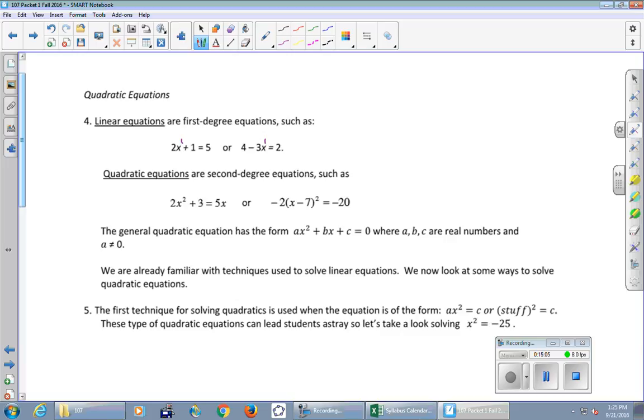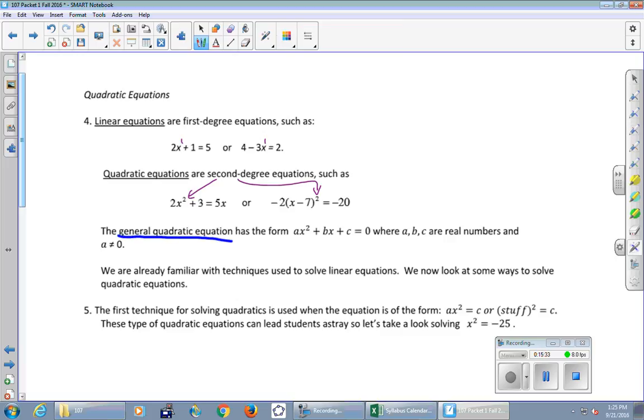But quadratic equations are second degree equations. So we are going to see above the x a 2. So 2x squared, that squared right there is the second that we are talking about. Plus 3 equals 5x. Negative 2x minus 7 squared, that squared right there is what makes this a quadratic. They also have x to the first terms in them, but we're really just talking about the highest power we see. Okay, just some vocabulary.